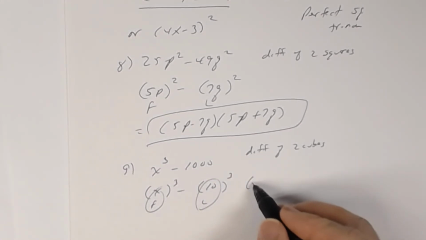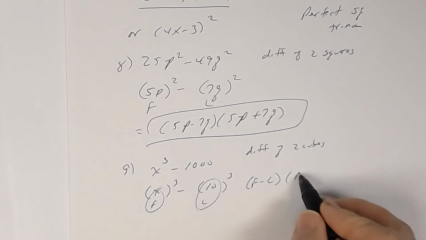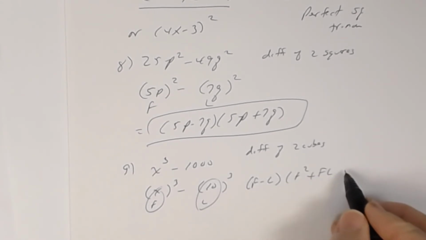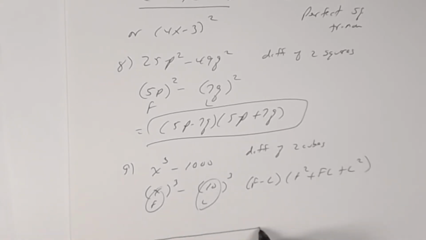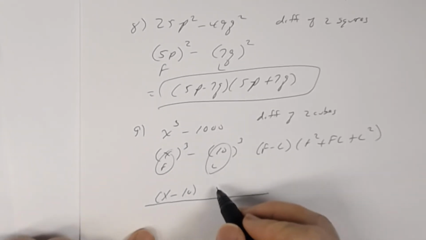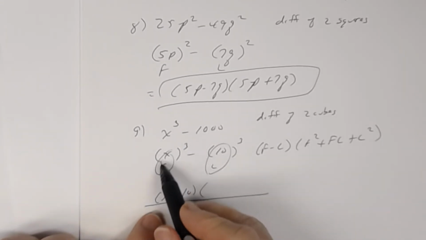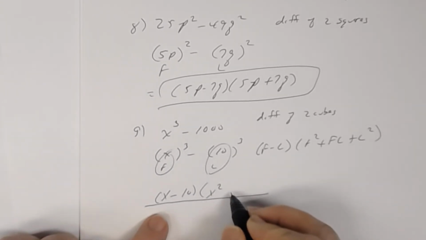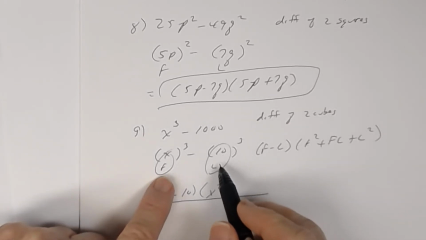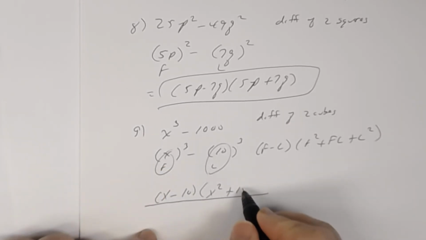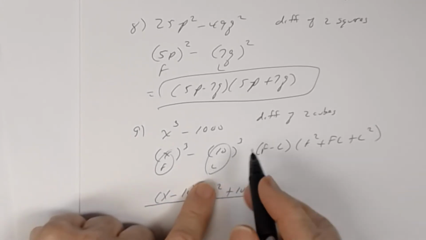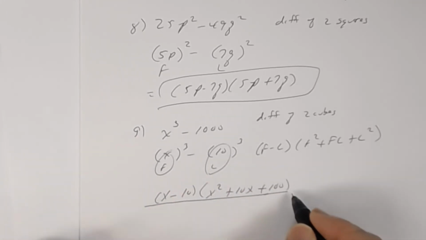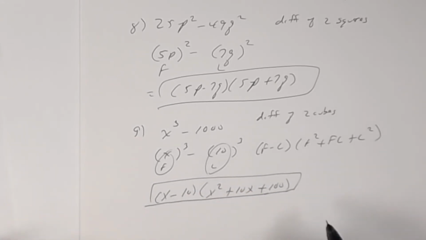And so remember, our formula is f minus l times f squared plus fl plus l squared. And so the answer then will be f minus l, so x minus 10, times f squared means x times x, so x squared, plus, and then you multiply f and l together, so x times 10 is 10x, and then plus, and then you square l, so 10 times itself is 100. So that's the answer for number 9.